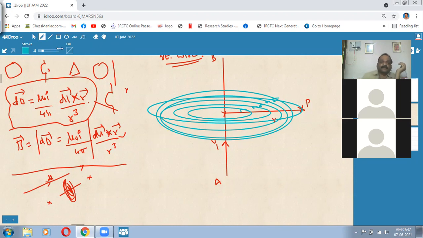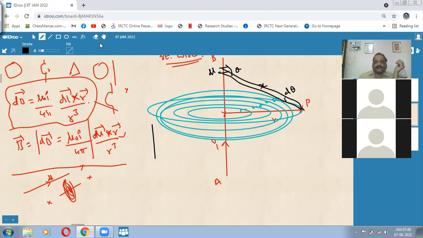As said by Biot Savart Law, we have to consider a small element of length dl. Now, this is the line joining, and this is some distance x. Earlier, this was r in Biot Savart Law. Now r is the perpendicular distance, so I'm taking this as x. So this element subtends a small angle d theta here, and this angle is some theta here.